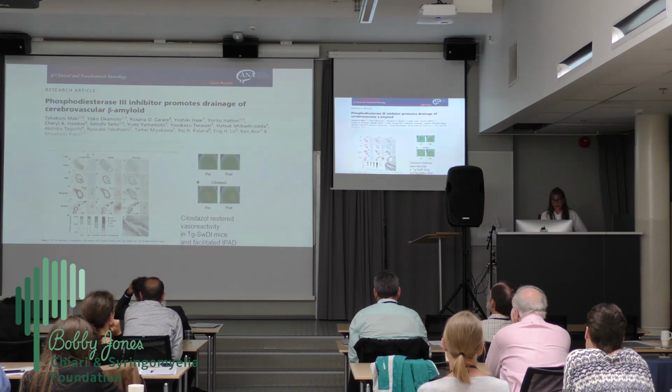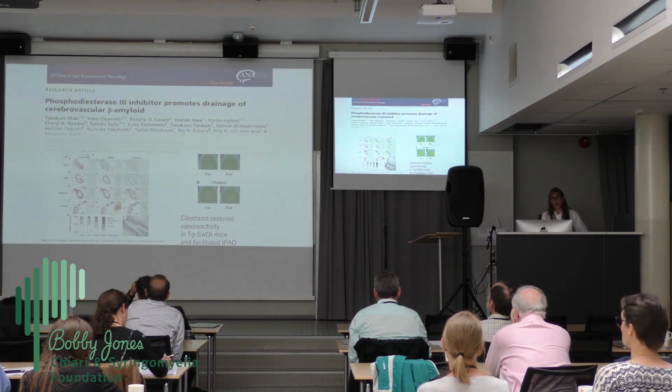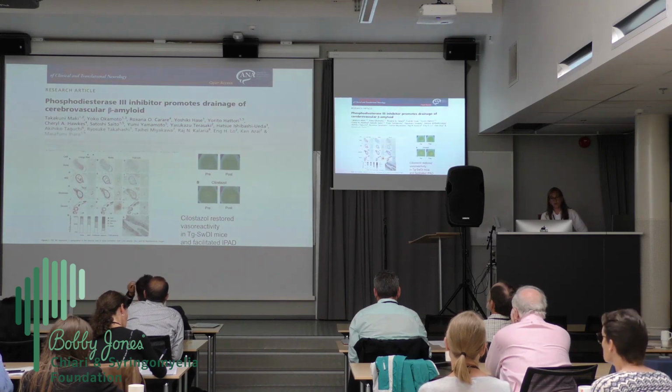So there are already efforts that have started in Japan with cilostazol. Cilostazol is in clinical trials already. It improves the contractility of the smooth muscle. It's given for intermittent claudication already in Japan, and it does show promise in early stages of Alzheimer's disease.